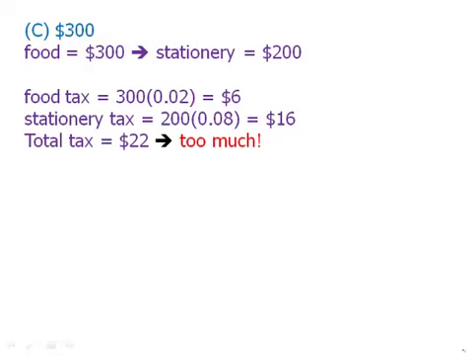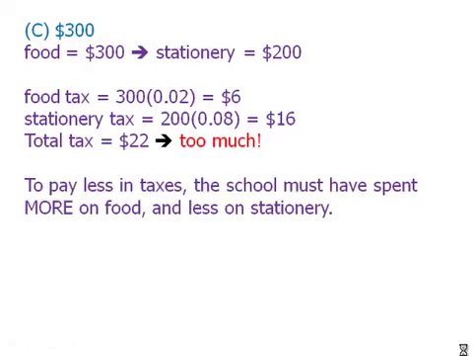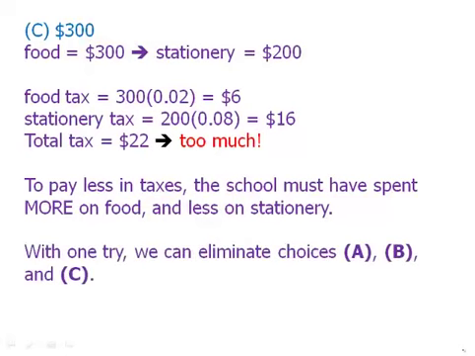And so what this means is, to pay less in taxes, the school must have spent more on food and less on stationery, because food is taxed at a much lower rate. So if they spent more on food, they would be paying less in taxes. So right away, we can eliminate A, B, and C.